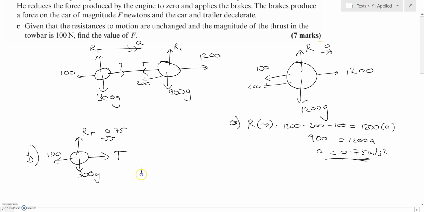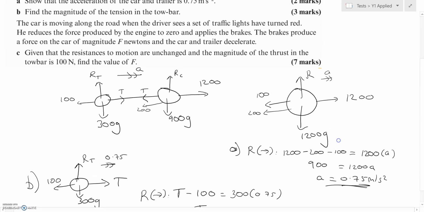So let's take the resultant going to the right. That's just the tension in the tow bar, take away 100 because that's going to the left, and that's equal to mass times acceleration. And so the tension in the tow bar: 300 times 0.75 is 225, plus 100 is 325 newtons. So we found the tension in the tow bar. Just have a read of part C.